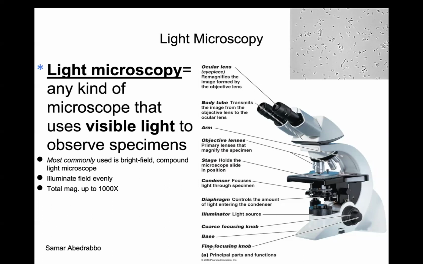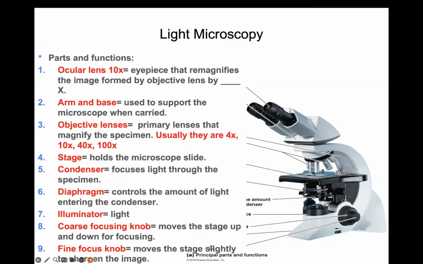We'll talk about the different types of light microscope, and the total maximum magnification you can get from a light microscope is 1,000 times. So if you want to see something more than 1,000 times bigger, you're going to need an electron microscope. With a light microscope, if I ask you what's the total maximum magnification, it's 1,000 times. It means that you can see something 1,000 times bigger, but that's it. If you need to see something 1,000,000 times bigger, you're going to need an electron microscope. Okay, with the light microscope, we're going to talk about the parts and functions.